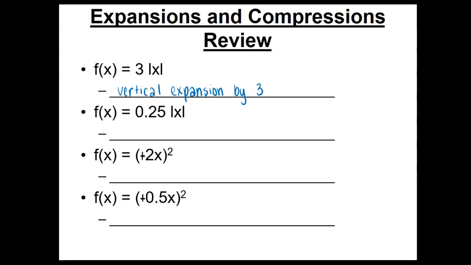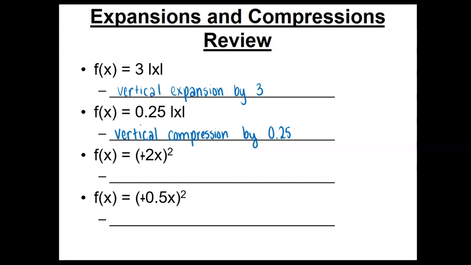So Elena, the second one, I've got 0.02 times the absolute value of x. What is that one going to be? Very good. Vertical compression by a factor of 0.25. So vertical because it's on the outside, compression because you have a smaller number, a number between 0 and 1.